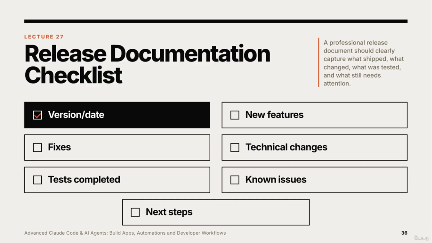Equally important is a section on tests completed, which reassures stakeholders that the release has undergone thorough quality checks. The document should also honestly present any known issues that haven't yet been resolved, so users and developers are aware of potential risks. Finally, it should outline the next steps, guiding the team on what needs attention moving forward. This structured approach ensures transparency, helps manage expectations, and supports smooth transitions between development cycles.